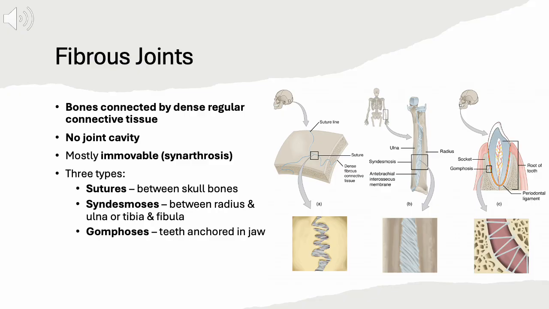Syndesmoses are found between long bones, like the radius and ulna or tibia and fibula, connected by ligaments or interosseous membranes. These allow slight movement, so they're sometimes functionally considered amphiarthroses. Gomphoses are peg and socket joints, where teeth fit into their bony sockets and are held in place by the periodontal ligament. These are immovable and are a great example of how specialized.